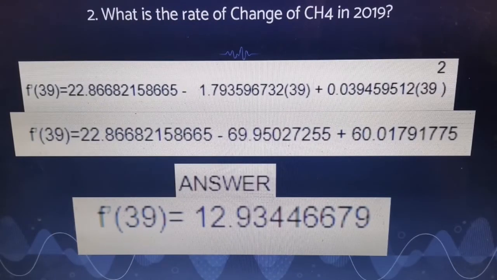Then we have f prime of 39 equals 22.86 minus 1.79 times 39 plus 0.03 times 39 squared. Then the result of this is f prime of 39 equals 22.86 minus 69.95 plus 60, and the final answer is f prime of 39 equals 12.93.